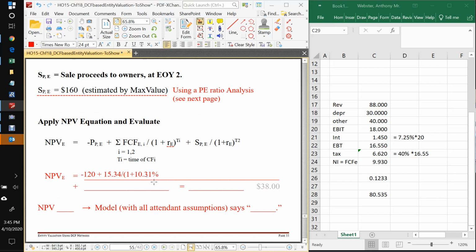10.31%. Whoops, what happened there? And that wants to be discounted back by 1 year, and they get another year of that. So that wants to be discounted by 1 plus 10.31%. And that's the free cash flow they get from year 2. And then the sale price is that 160, and that happens at end of year 2, just after they get the dividend. They wait till they get the dividend, and then they sell the firm the next day.